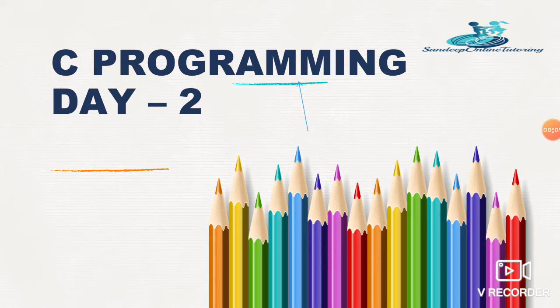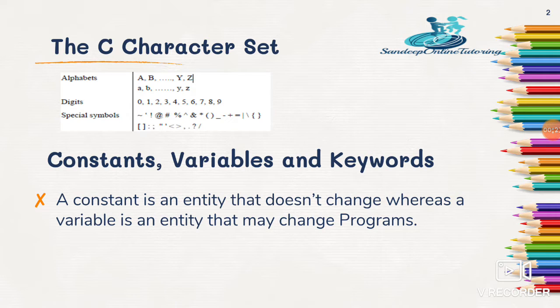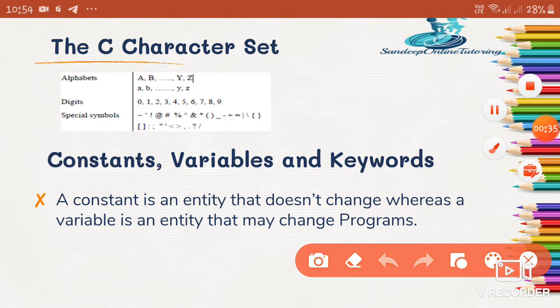So now we will discuss some introduction to constants, variables and then keywords. So let's talk about the C character set. Alphabets, digits, special symbols, these are the different character sets. Constants, variables and keywords, this is the second topic.